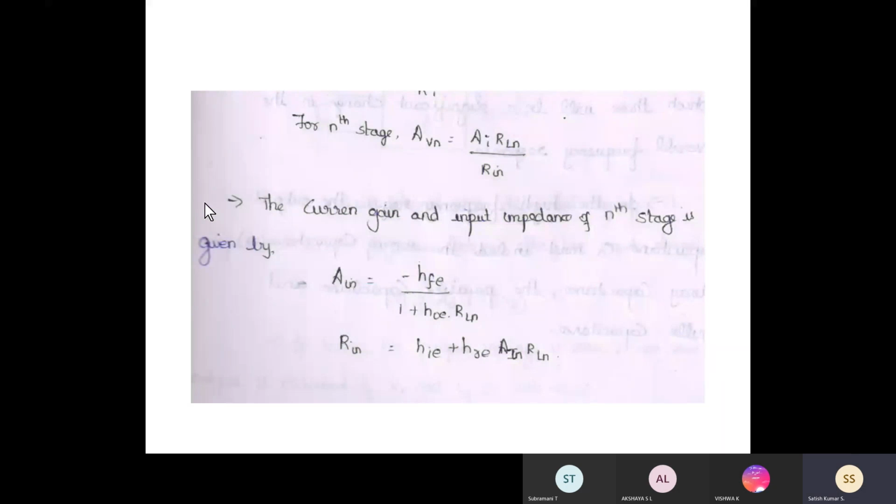I'm taking the nth stage, since we know that with two amplifiers or four amplifiers, n stages will be there. If so, we have to find the voltage gain using this formula. The voltage gain A suffix Vn is the voltage gain of your nth stage, that is AI into RLN. What is RL? RL is the load resistance. N means the nth stage, the last stage, load resistance, and also the input impedance of your nth stage. So based on these two parameters, we are going to find the voltage gain of the nth stage of your amplifier.